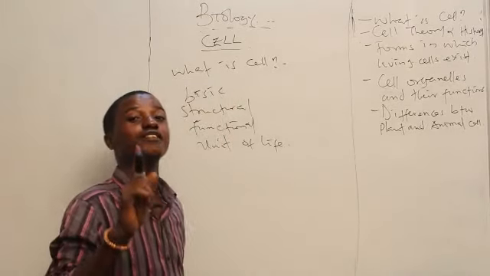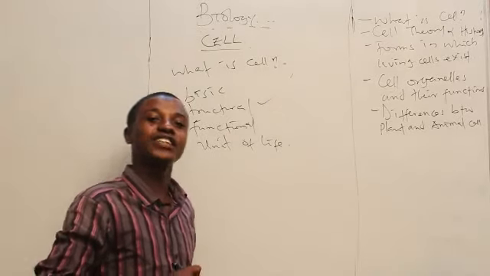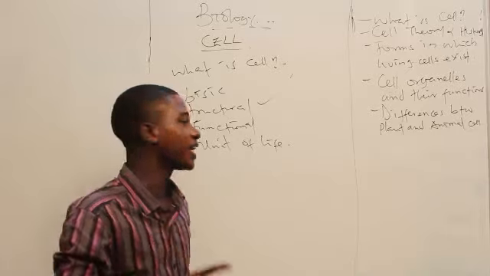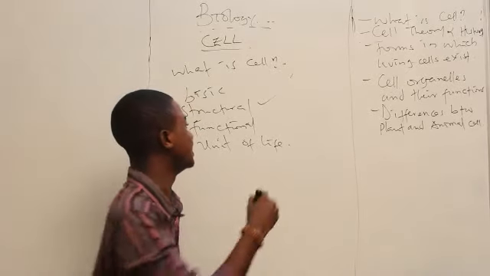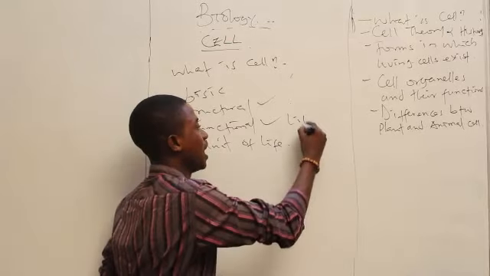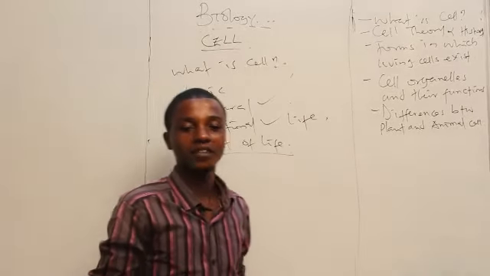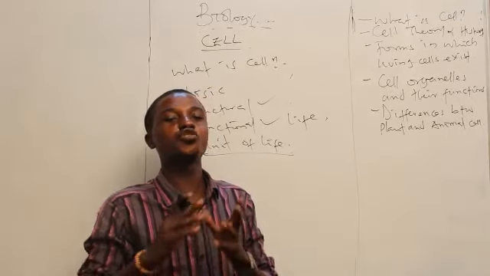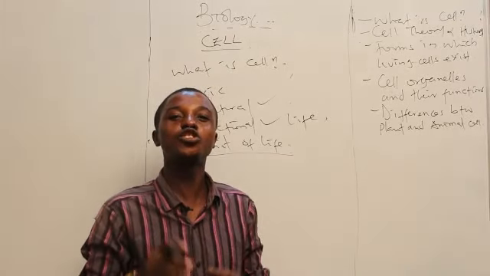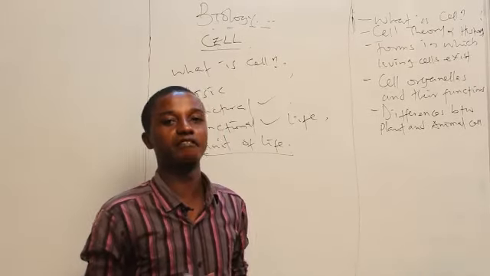Now, the foundation of every structure is the cell. The foundation of every function carried out by any part of the body is the cell. Cell itself is life. And so we say cell is what? A unit of life. Again, cell is the basic structural and functional unit of life. It is the simplest form of life.